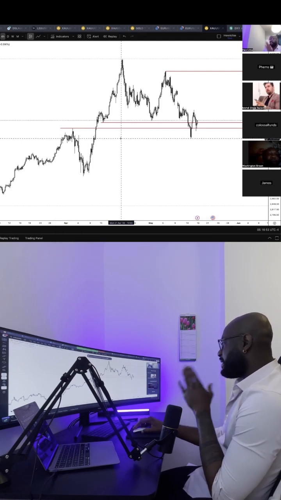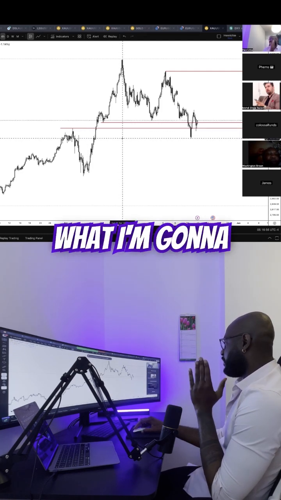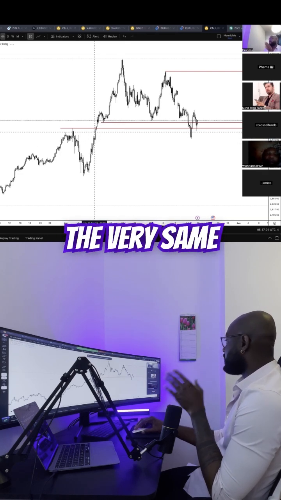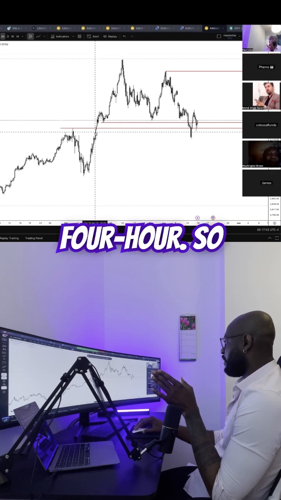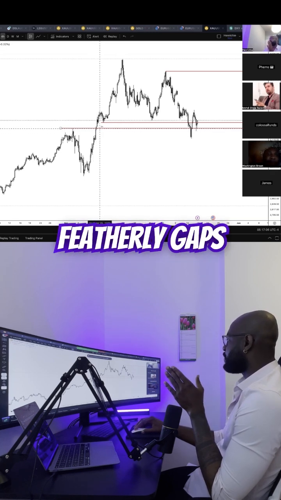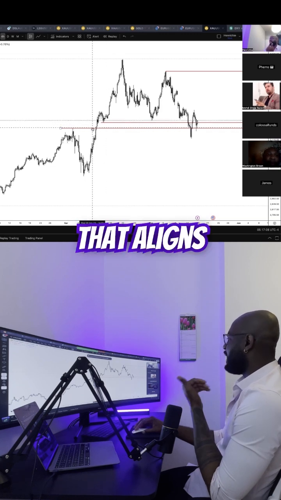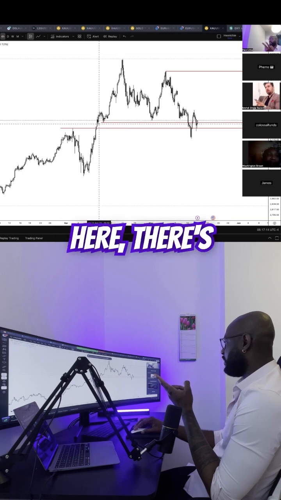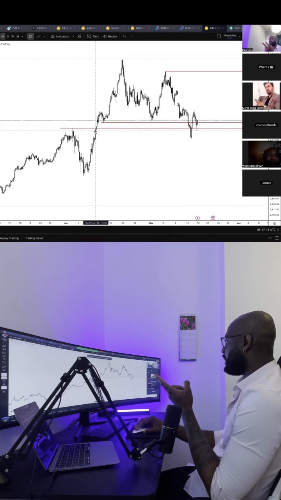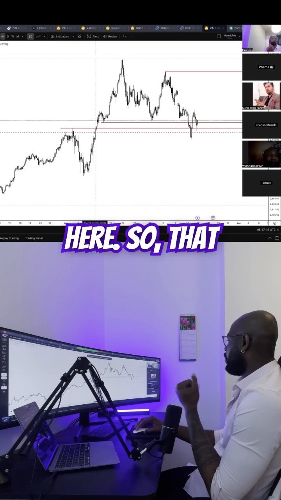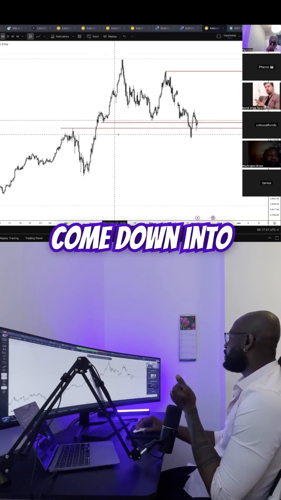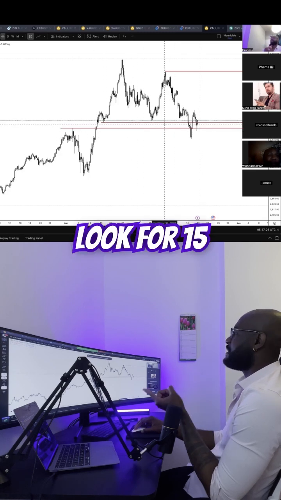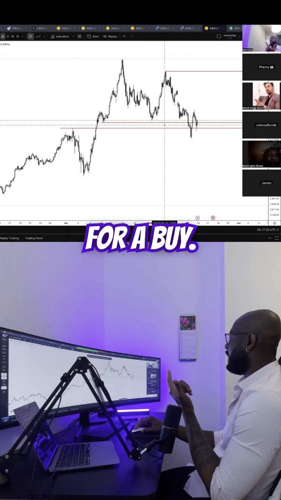On the 4-hour time frame, the very same thing I did on the weekly and on the daily is what I'm going to do. So what I do is look for fair value gaps within that same region that aligns with the daily and the weekly fair value gap. As you can see right here, there's a 4-hour fair value gap, another 4-hour fair value gap right here. So that means if the market should come down into this zone, I'll confidently look for a 15 minutes break of structure and I'll look for a buy.